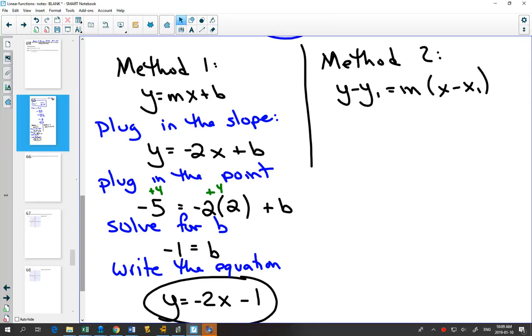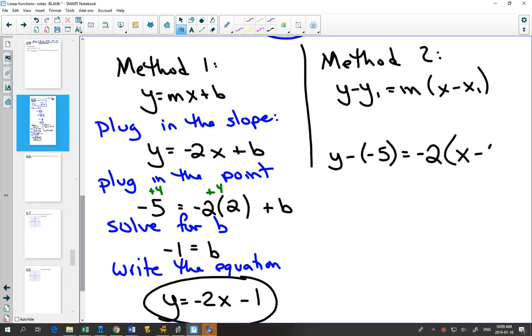Y minus y1 equals m(x minus x1). Right? We have our point. Our y value is -5. We know our slope is -2. The x value of our point was +2. We can plug in our point and our slope.